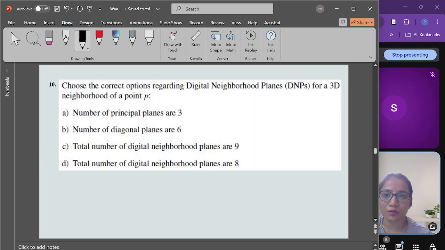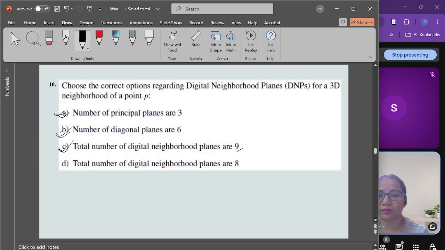So let's go to the options. They have asked, number of principal planes is 3. This one is correct. Number of diagonal planes is 6. That is also correct. Total number of digital neighborhood planes, we have got 9. So options A, B, and C are correct, not option D.